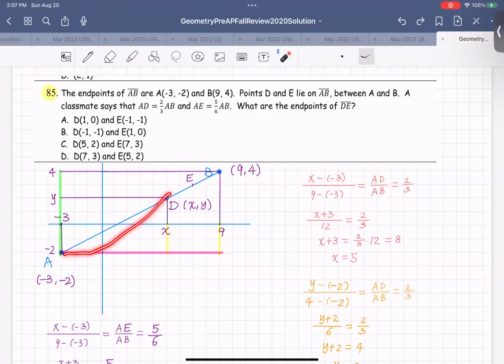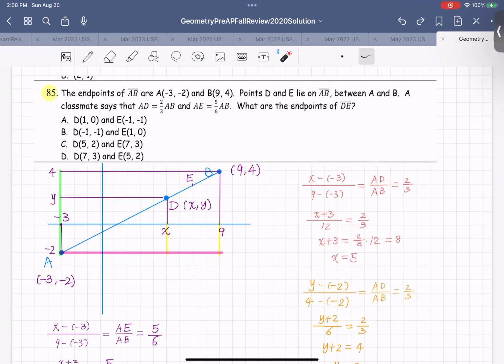And that guy over that guy is 2 over 3. So this guy over this guy is also 2 over 3. Okay? That makes sense? Yes. So you have x plus 3 over 12 equals 2 over 3. And then you times 12 to the other side. 3, 12 can cancel to be 4. 2 by 4 is going to be 8. So x equals 5. So this point is 5.